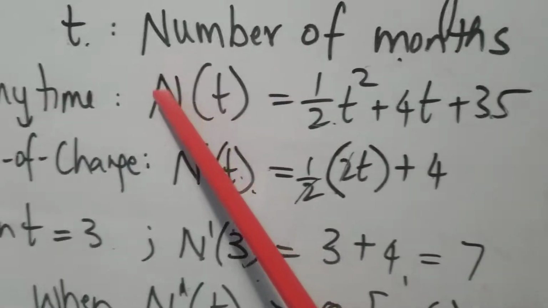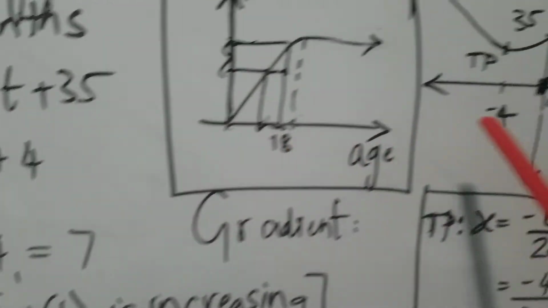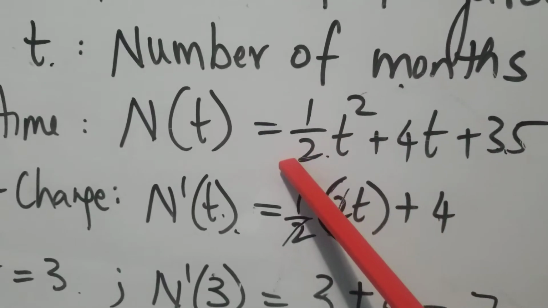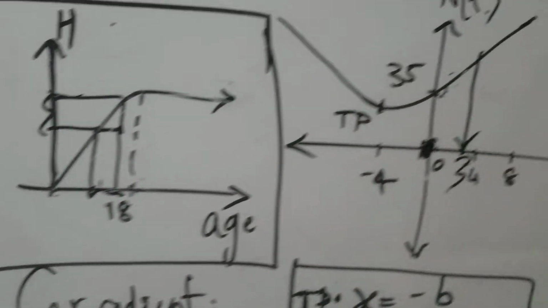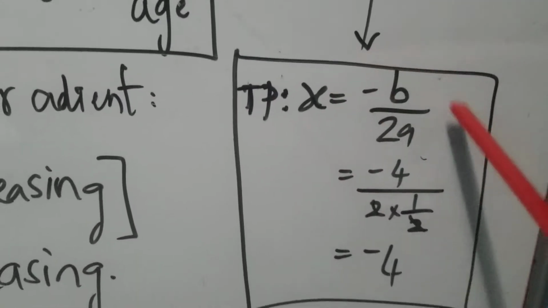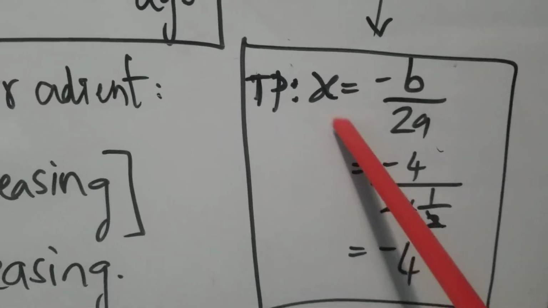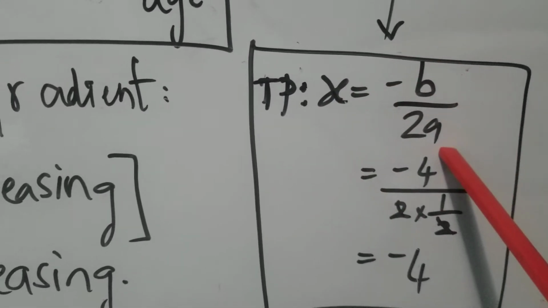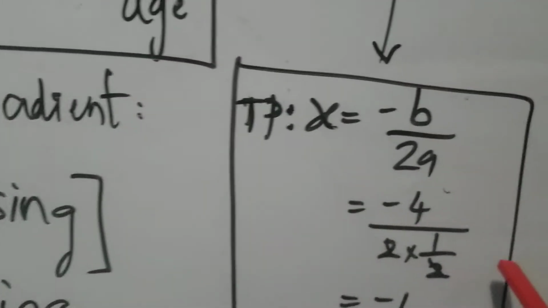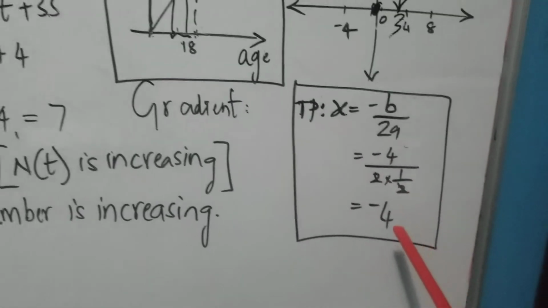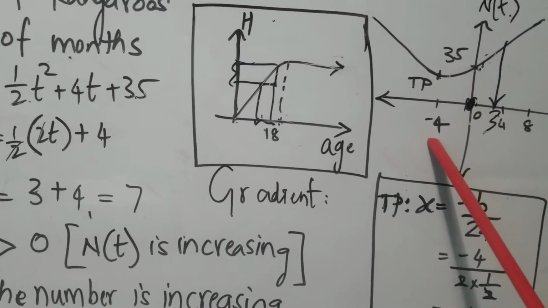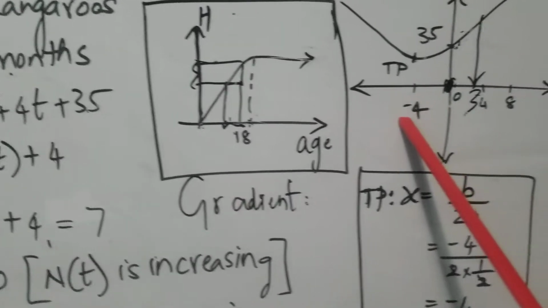Now, examining this quadratic function, we can see that it's a concave up parabola because a is positive. And we can determine the turning point of this particular function using x equals negative b over 2a. Negative b is negative 4, over 2 times a, which is 2 times half, which is equal to negative 4. So the lower turning point happens at x equals negative 4, that is, month negative 4.